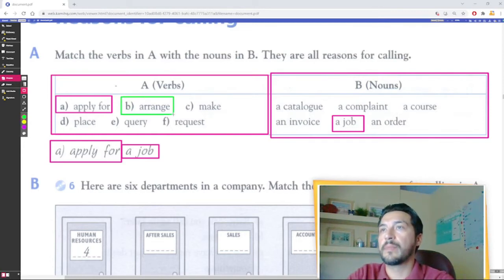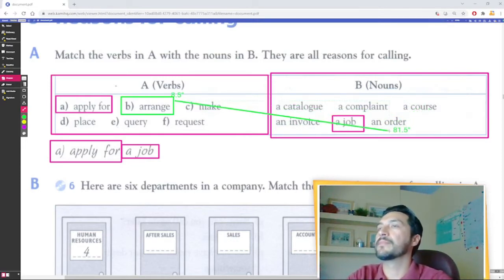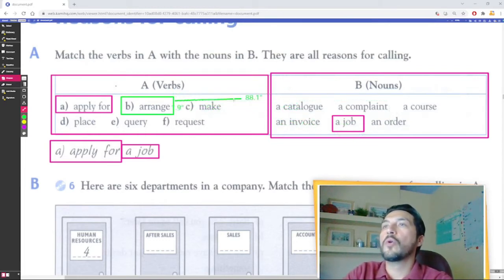Arrange. Arrange a catalog. Arrange an invoice. Arrange a complaint. Arrange a course. Arrange an order. Which one do you think is the correct answer? Arrange a course.